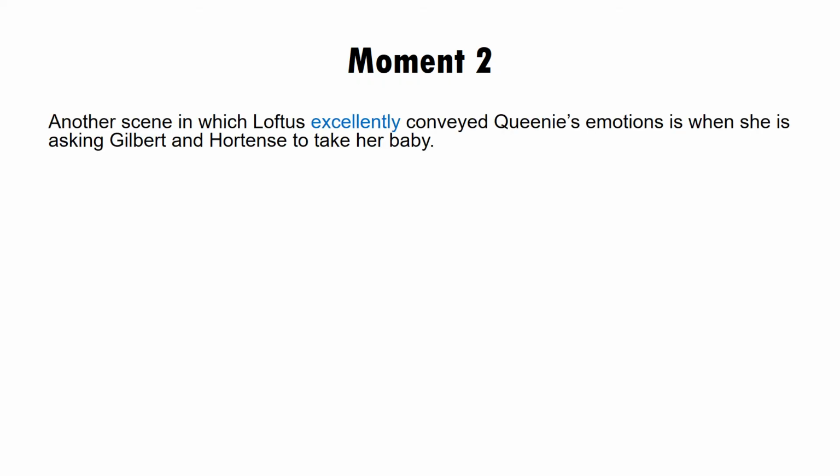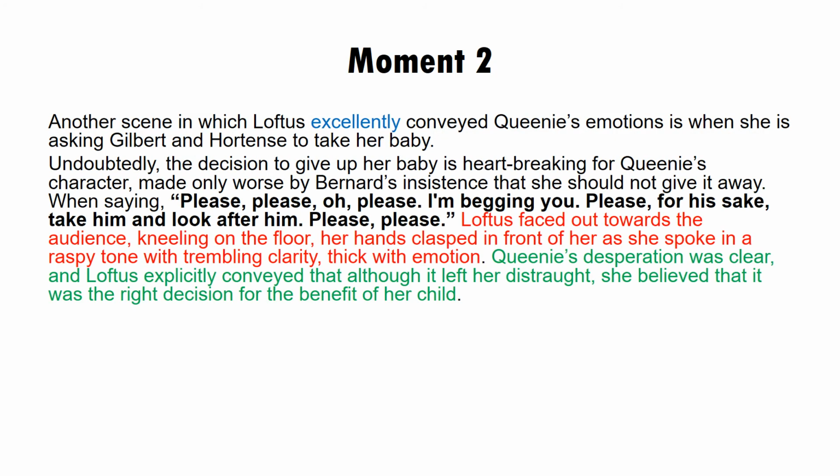So now we're going to move on to a second moment of the play. Another scene in which Loftus excellently conveyed Queenie's emotions is when she is asking Gilbert and Hortense to take her baby. Undoubtedly, the decision to give up her baby is heartbreaking for Queenie's character, made only worse by Bernard's insistence that she should not give it away.